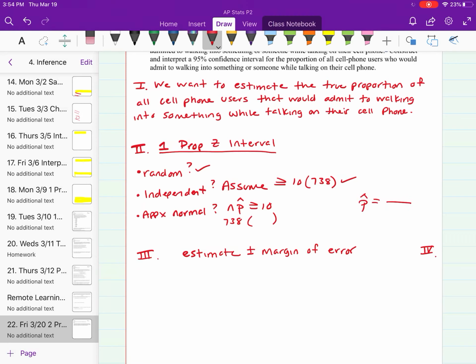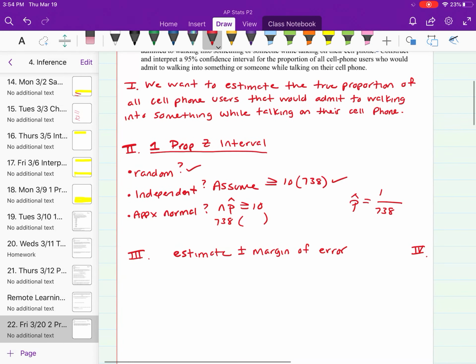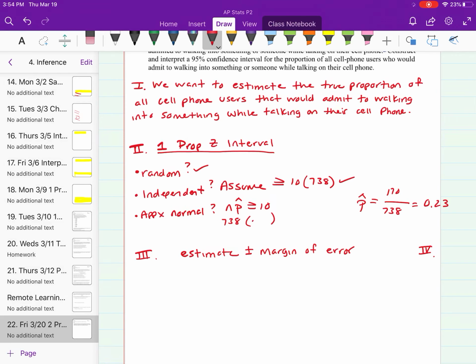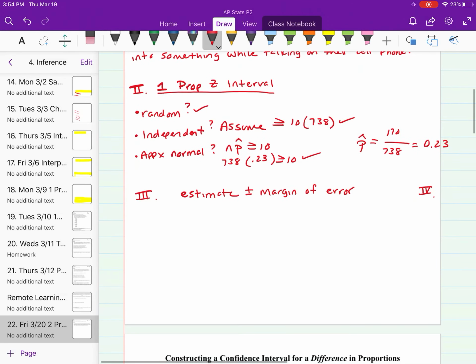There were 738 people asked, and out of that, 170 responded that, yep, I walk into stuff. So that is a 23% sample proportion. So that goes here, and that's greater than or equal to 10. Yep, it is. So now we're ready to actually do the do part, which is the estimate plus or minus the margin of error.